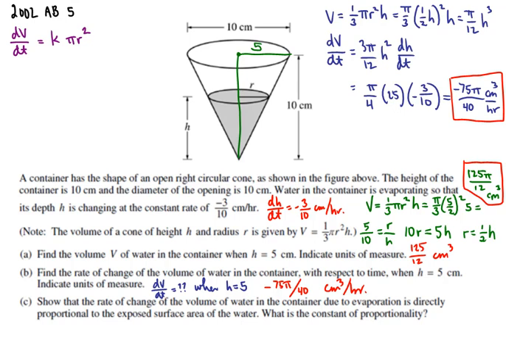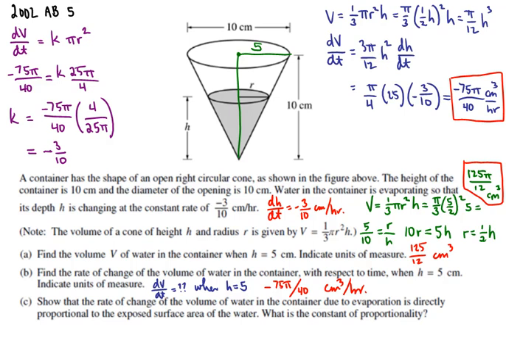And so we have -75 pi over 40 is equal to k times pi r squared. r is 5/2. r squared is 25 over 4. And all we're looking for is the constant of proportionality, so we multiply both sides by 4 over 25 pi, and we end up with k is equal to -75 pi over 40 times 4 over 25 pi, and we end up with simply -3/10 as the constant of proportionality. And that's a constant, so no need to worry about units here. And that does it for this problem.